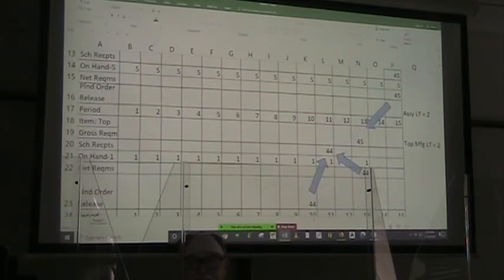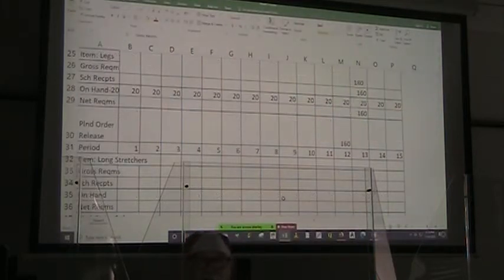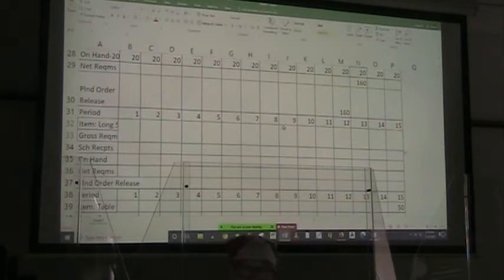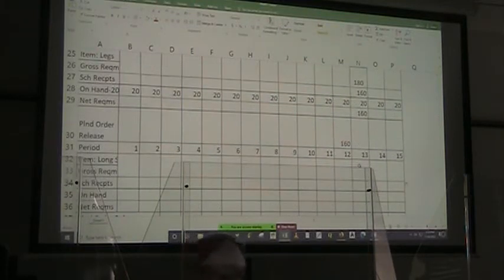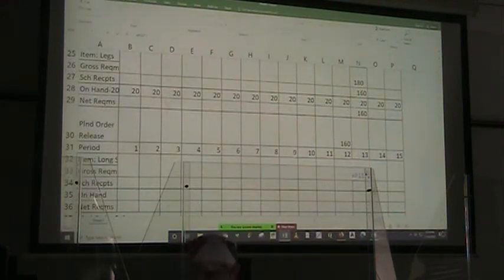All right, similarly, our long stretchers, we need them to arrive in 13 so everything can be assembled, right? So we need how many? Well, we need 2 for each table, where our net requirements for tables is 45. So therefore, that equals our 45 times 2.